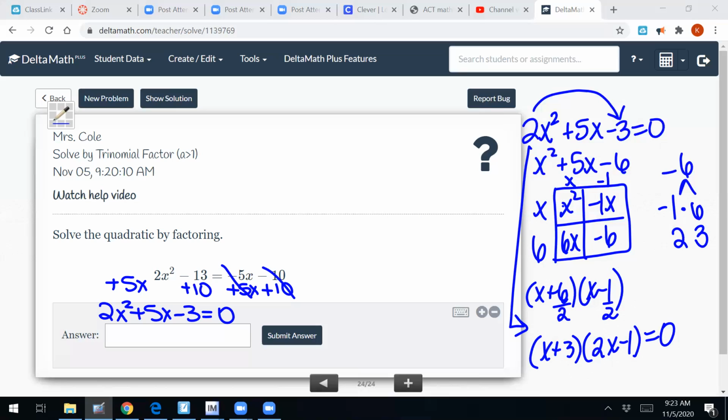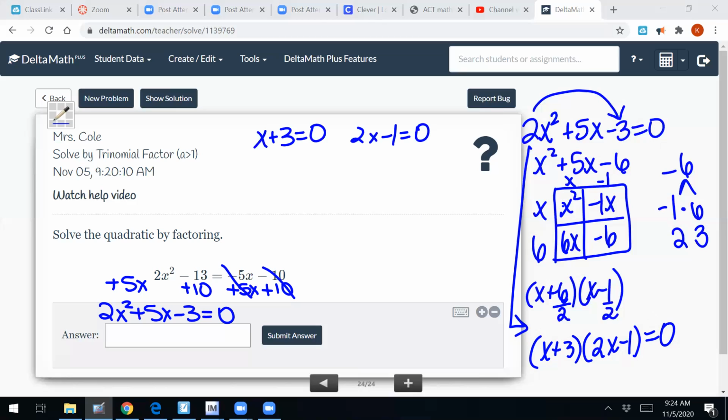So this does take a little bit more work. It's a little bit harder. Yes, ma'am. That's because they're not wanting it as 2x minus 1. They want the answer. You need to set them equal to 0 and solve. Yes. So we got to take x plus 3 and set it equal to 0. And then 2x minus 1 and set it equal to 0.